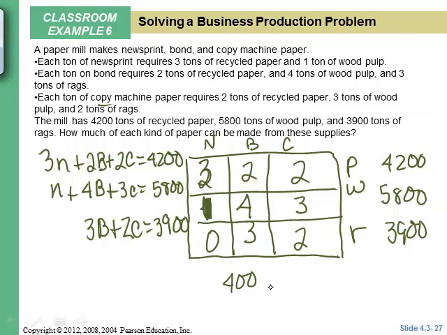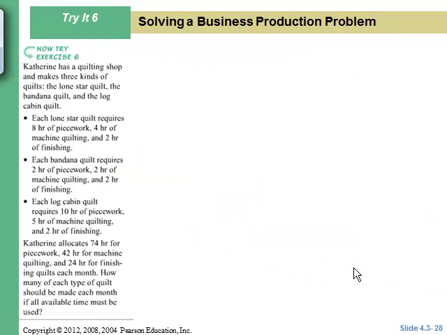So we can make 400 tons of N, 900 tons of B, and 600 tons of C. Okay, you do this one.